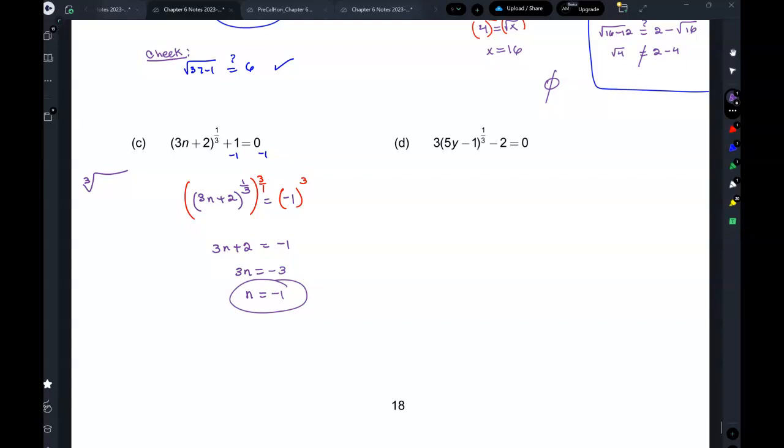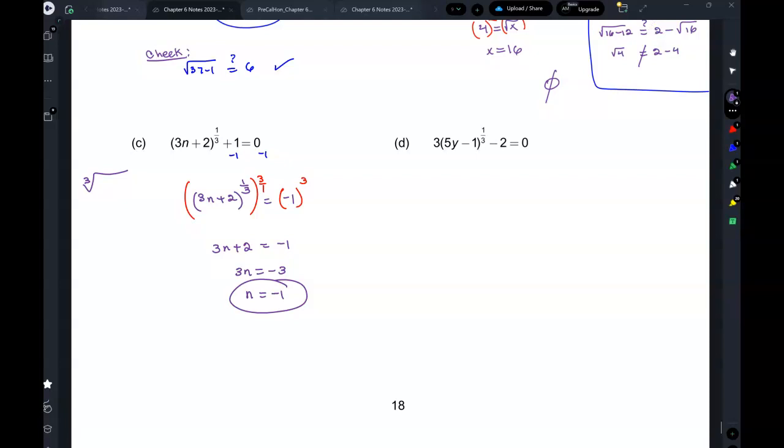Okay, now, this is a cube root. This is not a square root. What is the domain for cube root functions? Everything. All real numbers, right? So for this one, there is no need to check for extraneous solutions. They will all work. So why is it all real numbers? Because a cube root, you can have the cube root of a positive number, or you can have the cube root of a negative number. It doesn't matter, right? The domain of cube roots is all real numbers.